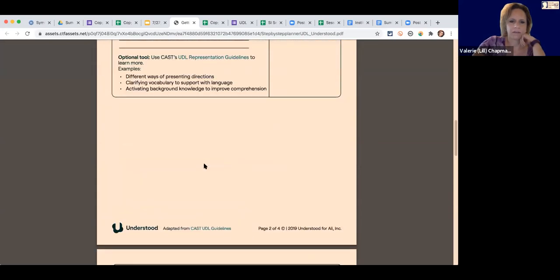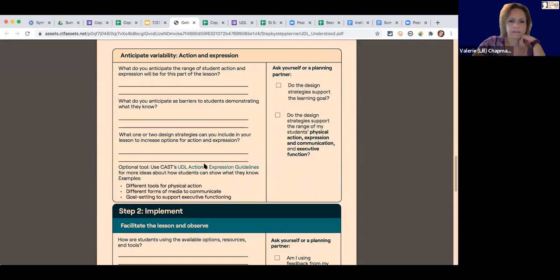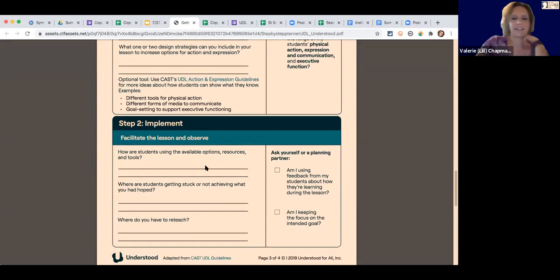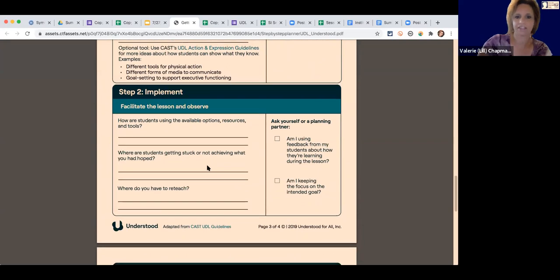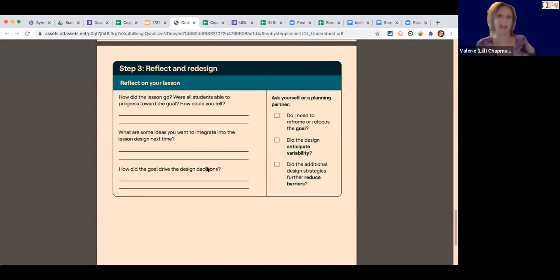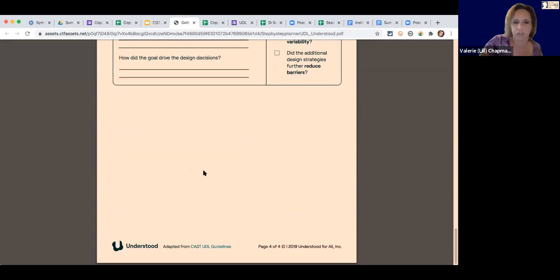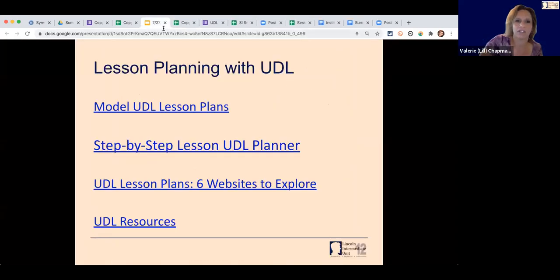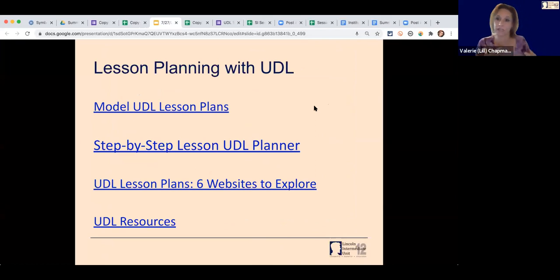I'm sorry, I'm scrolling too far. Then implementation, obviously during the lesson, other questions you can ask yourself: how are they doing with the things I offered them? And then the last step is, of course, reflection. After you did the lesson, what could I have done differently next time? We all do that already, but think about it in the UDL framework. So this is a nice little resource of guiding questions that you can ask yourself, and it gives you a lesson planner.